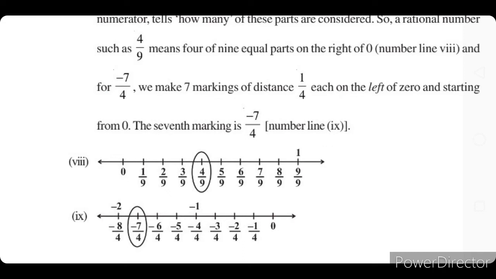Similarly, next one more number is there, minus 7 by 4. Now we have to divide each number into 4 parts. So taking 0, no number is there on the positive side because we have to show only a negative number. So no need to show any number on the positive side. If you want to show, then it's your wish, but otherwise, because we are showing only a negative number, no need to show positive numbers. So starting from 0 to the left side, because it is minus 7 by 4, denominator is 4, so we will start from minus 1.